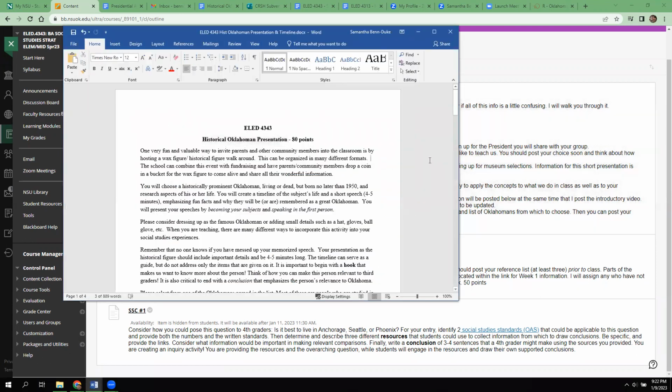So this is what the information expectations look like. You need to plan on being that person for about 4 to 5 minutes. You're going to be recording these and posting these to the discussion board. I wish we met in person so that we could experience all these in person, but we work with what we have and it'll work. It works well with Zoom.